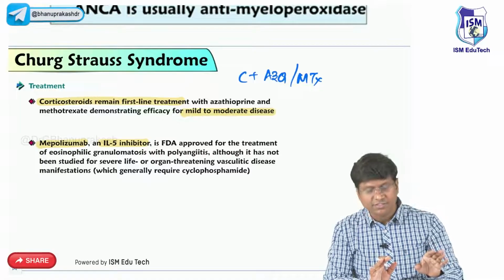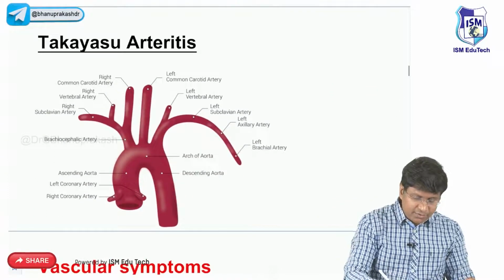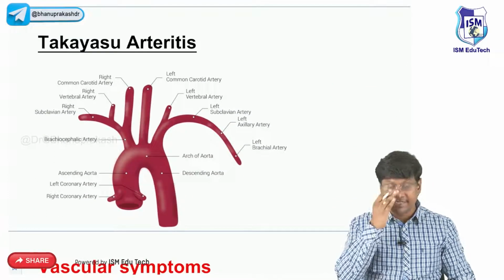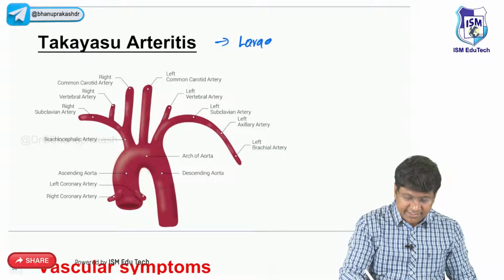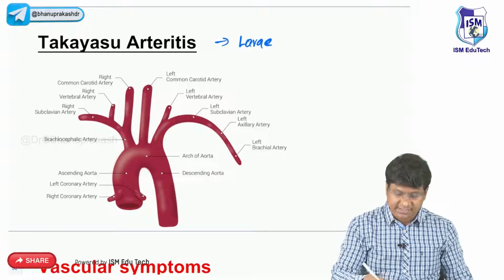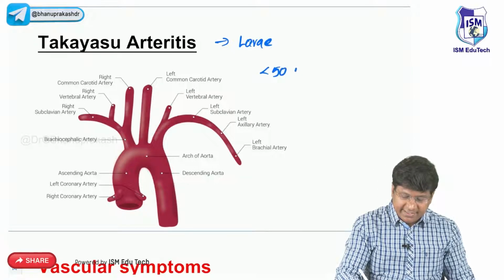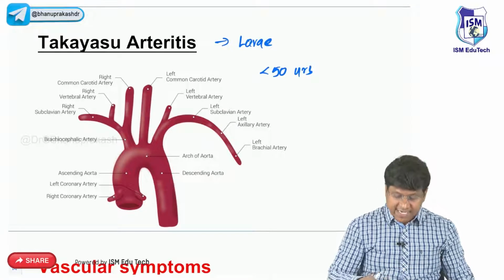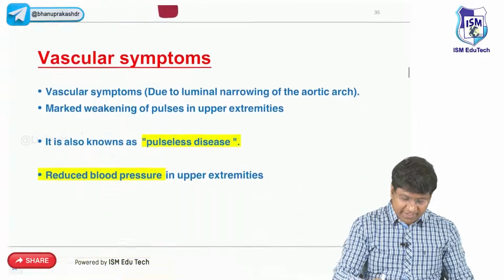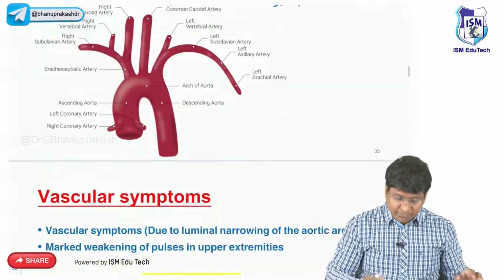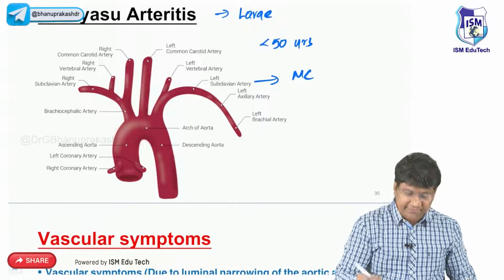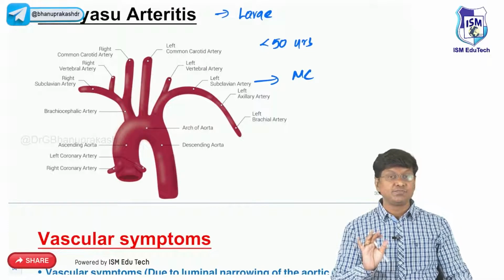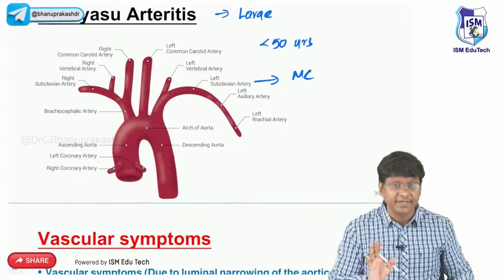So we are done with Churg-Strauss. Now, another important form of vasculitis is Takayasu arteritis. So what exactly is Takayasu arteritis? That is a large vessel vasculitis, very commonly seen in the age group less than 50 years. And if you take the vascular involvement in Takayasu, remember the most common vessel that will be affected is the left subclavian artery.